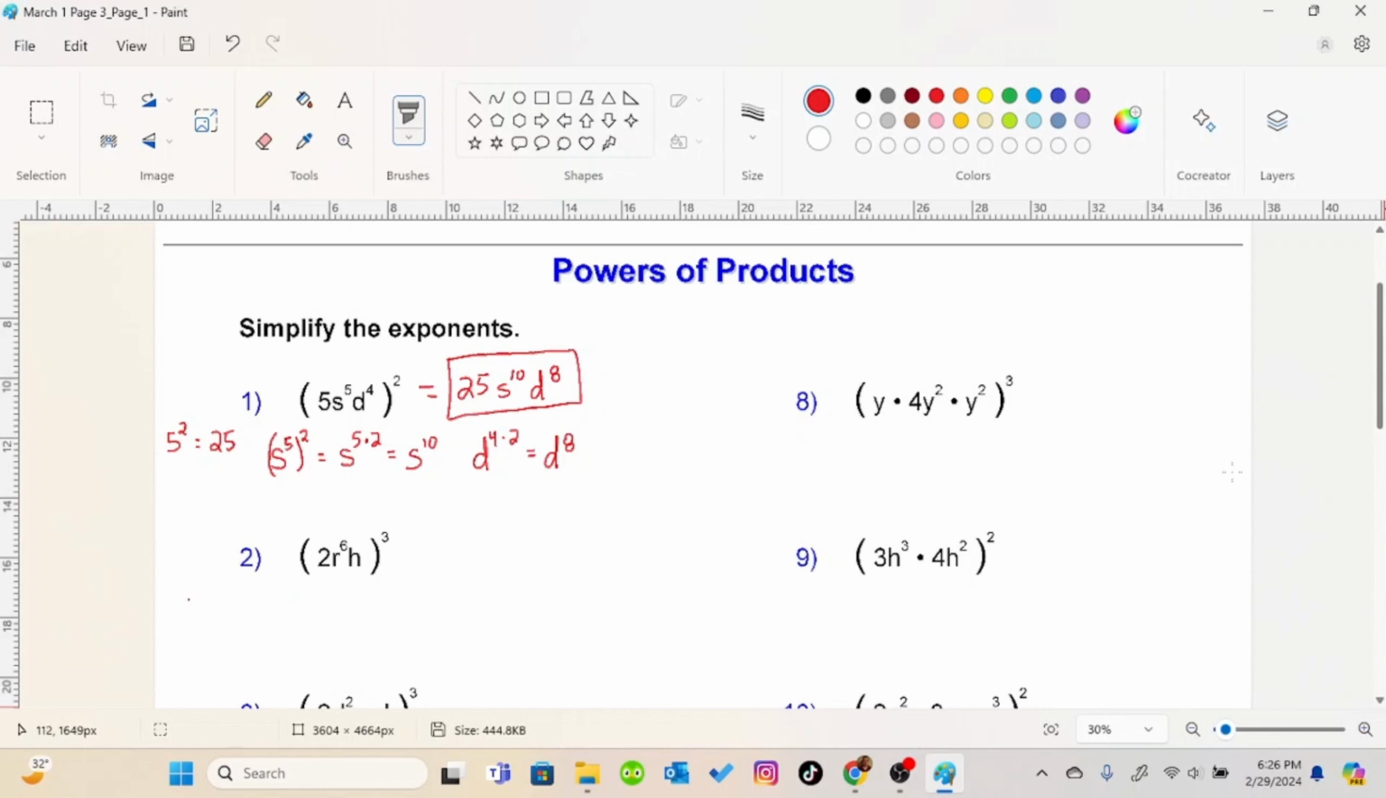Number 2. We have 2 to the power of 3, which equals 8. We have r to the power of 6 times 3, which equals r to the power of 18. And we have h to the power of 1 times 3, which equals h cubed. So when we combine everything, we have 8 r to the power of 18 h cubed. And that is our final answer.